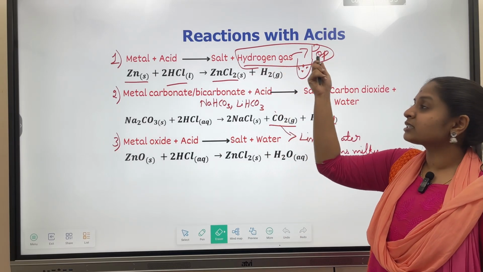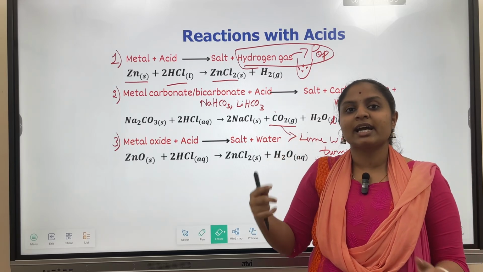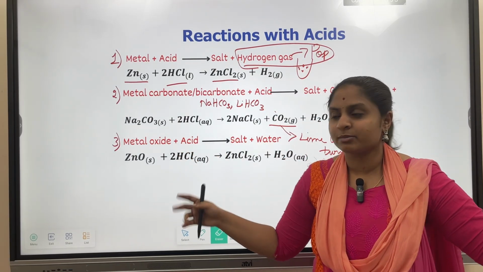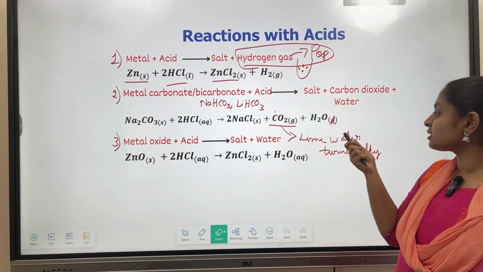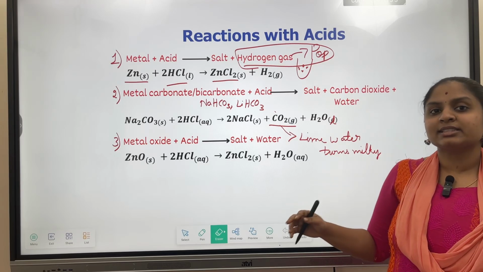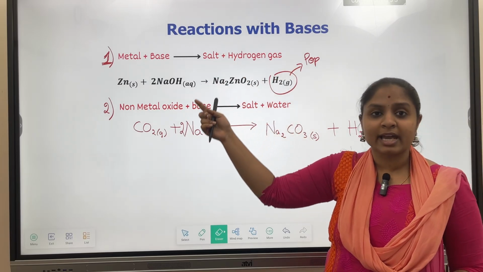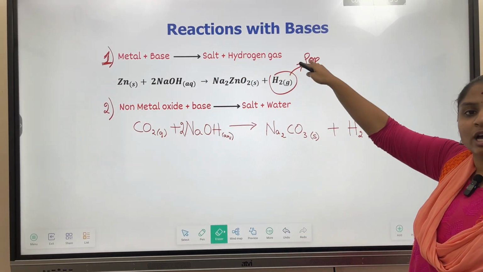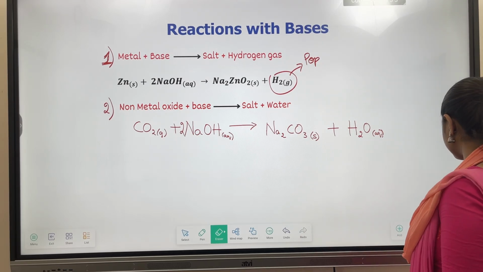If metals release hydrogen gas, how do we test hydrogen gas? There is a pop sound. So remember, if there is a pop sound, hydrogen gas is confirmed. Then we saw how to confirm carbon dioxide gas. Carbon dioxide gas turns lime water milky, so that is a confirmation for carbon dioxide gas. Next, we saw how bases react with different metals and metal oxides. And here also hydrogen gas gives the same pop sound. And we saw the reaction happening.